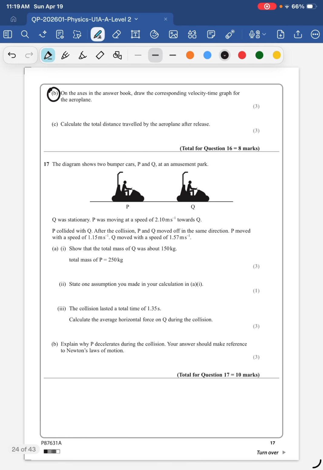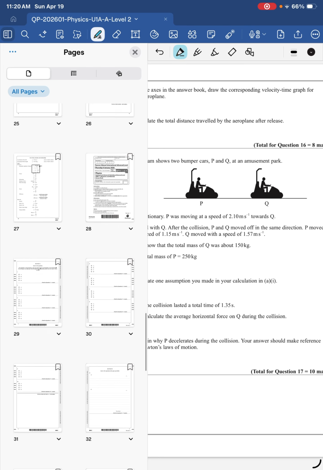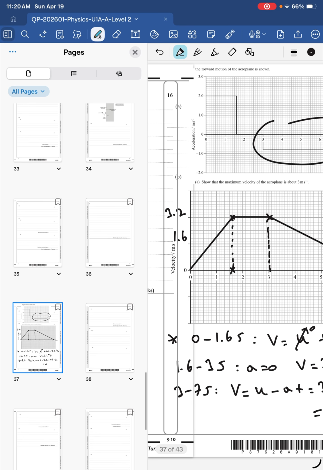So part C of this question is this one. Calculate the total distance traveled by the aeroplane after the release, okay? For this, we can use the graph we just drew. Okay, let's go find it again. I'm sorry for this confusion.